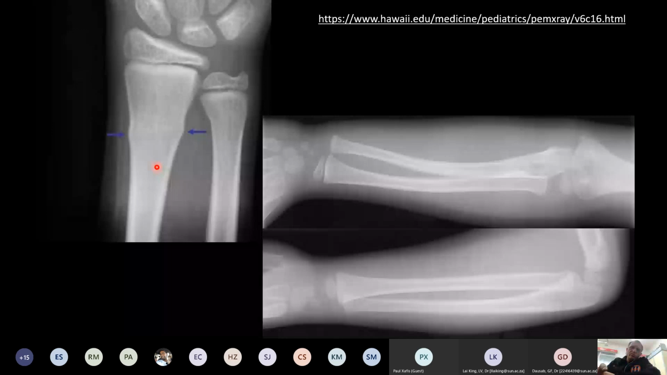Some orthopedic surgeons would leave a torus or a buckle fracture without immobilization. Personally, I prefer to immobilize them just to remind the child that there is actually an injury and that they don't re-injure that limb in this regard.